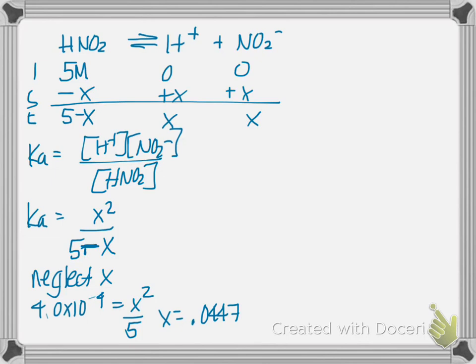So pH I think is 1.35. So that was the first box. Next, they also want us to calculate the concentration of the cyanide ion in this solution at equilibrium. So I'm going to do that in a different color.